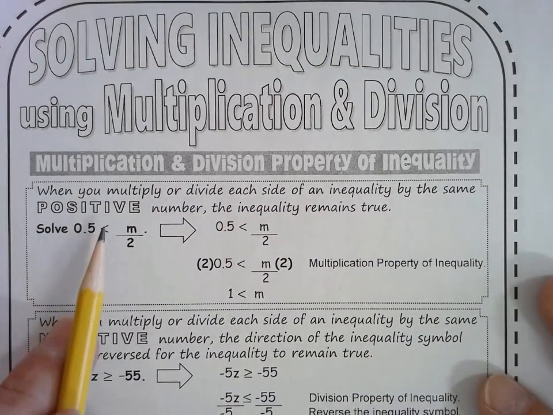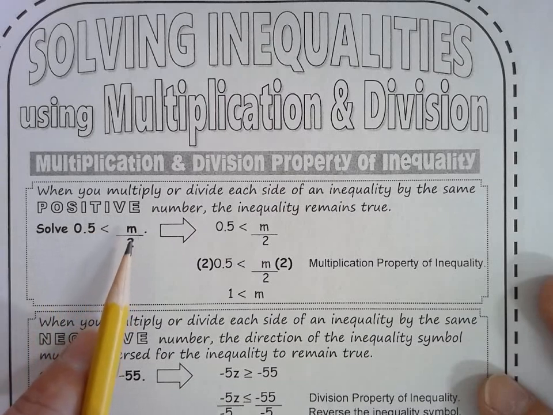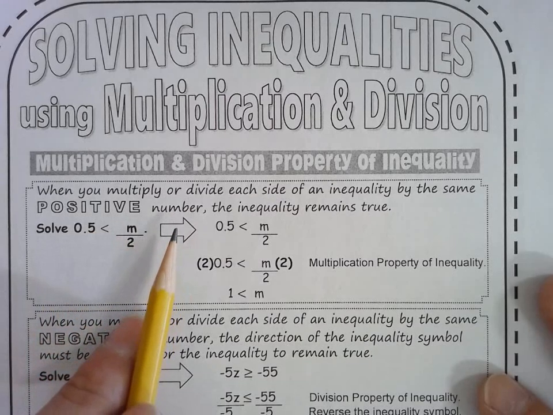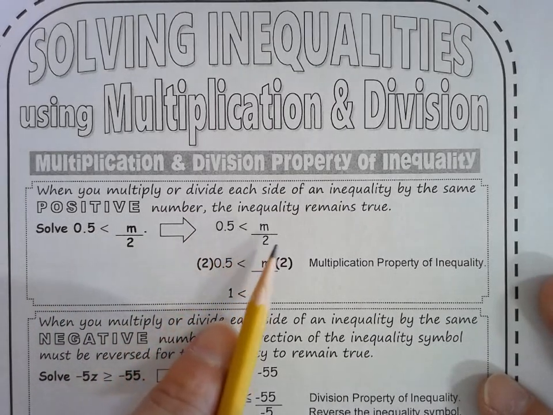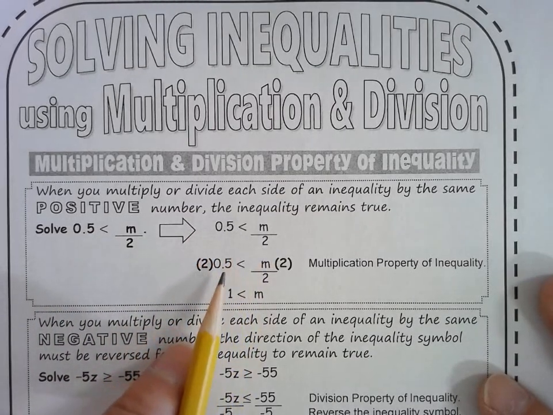So here's the example. Solve 0.5 is less than m over 2. And you could write that 0.5 is less than m over 2. I don't know exactly why they did that there.